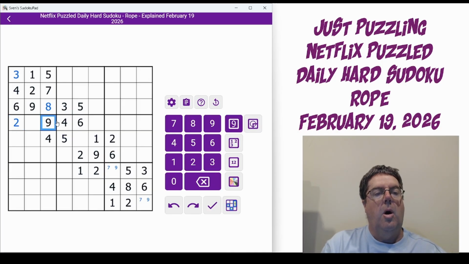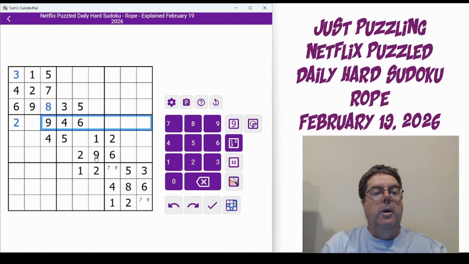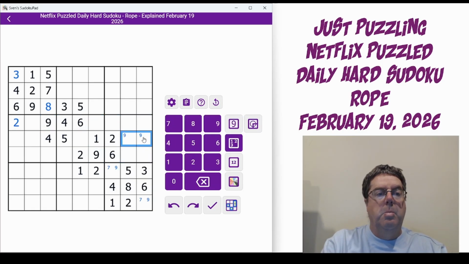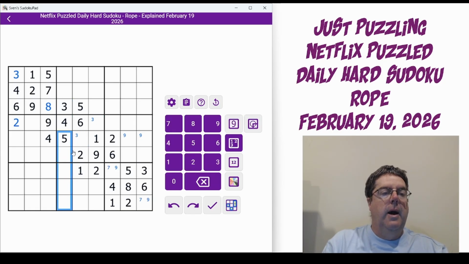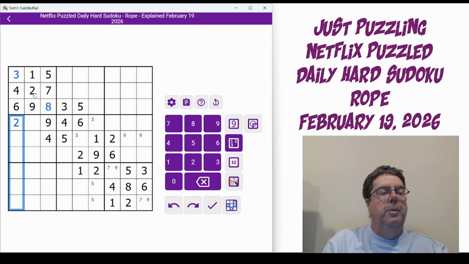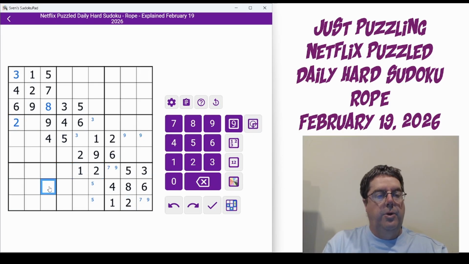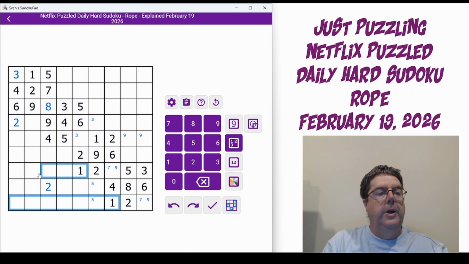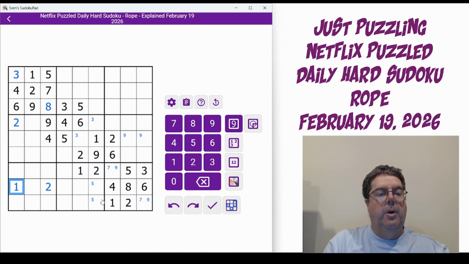Alright, so 9 comes across here. 9 comes across here, so 9 is one of these two. 3 comes down here, so 3 is one of these two. 5 comes down here, 5 comes down here, so 5 is one of these two. 2 comes down here, 2 comes down here, across here, and across here. So that's a 2 there. 1 comes across here, 1 comes across here, 1 comes down here, so that's a 1 there. Alright, so I've got 1, 2, 1, 2.